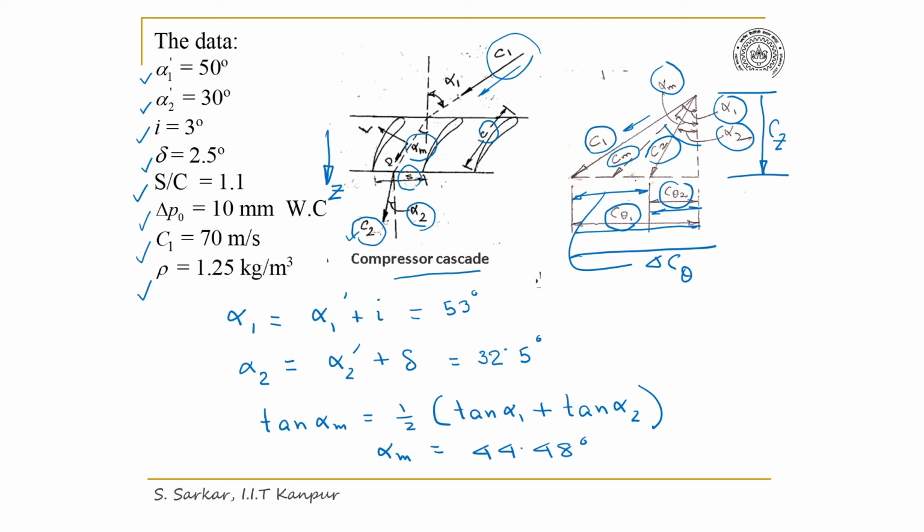After evaluating alpha m, I'll now calculate the value of drag. Now, the expression of D is equal to del P0 into S into cos alpha m. That is, del P0 is the pressure loss, S is the pitch, into cos alpha m.